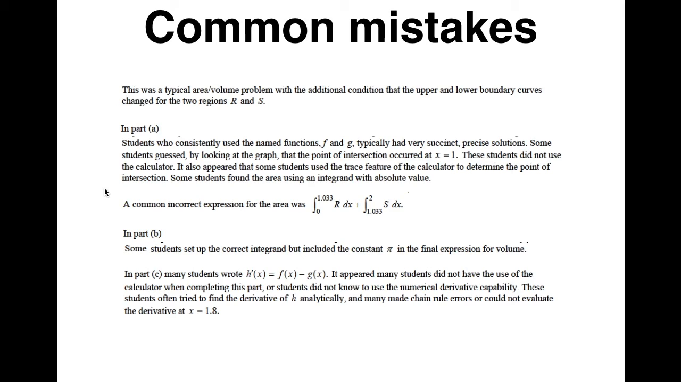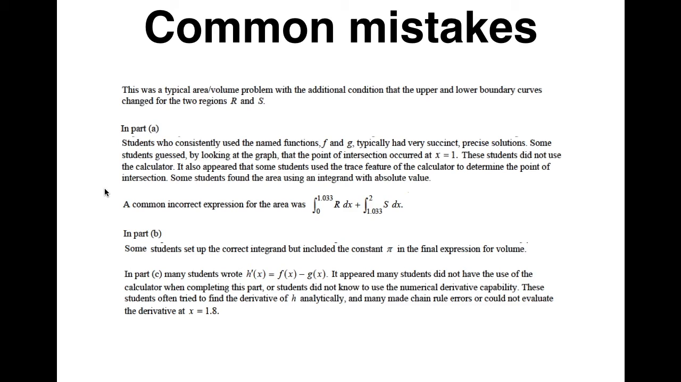Common mistakes in part A: students who consistently used the named functions f and g typically had very succinct, precise solutions. Some students guessed by looking at the graph that the point of intersection occurred at x equals 1. These students did not use the calculator. It also appeared that some students used the trace feature of the calculator to determine the point of intersection. That's not correct. You need to solve. You need to use more powerful tools on your calculator than trace.